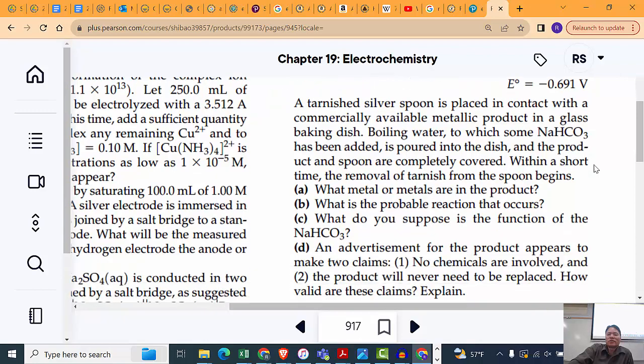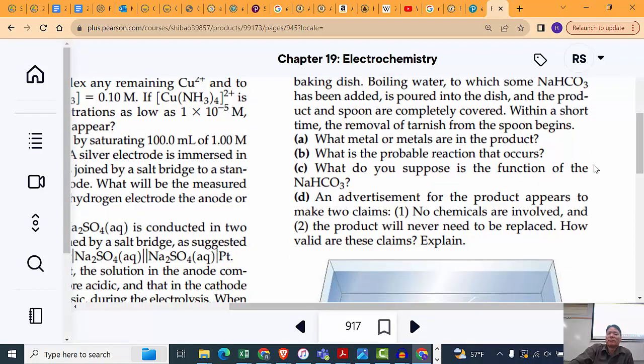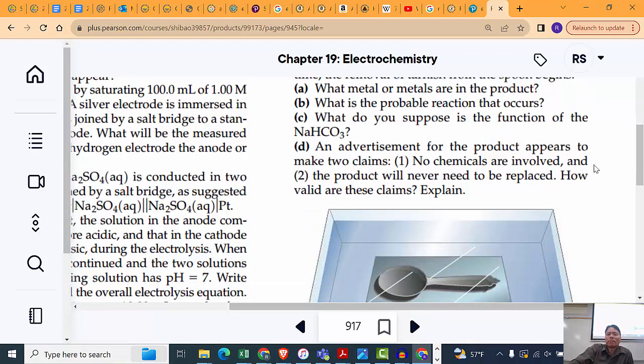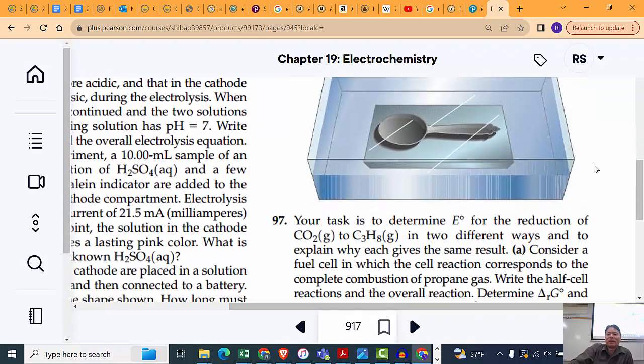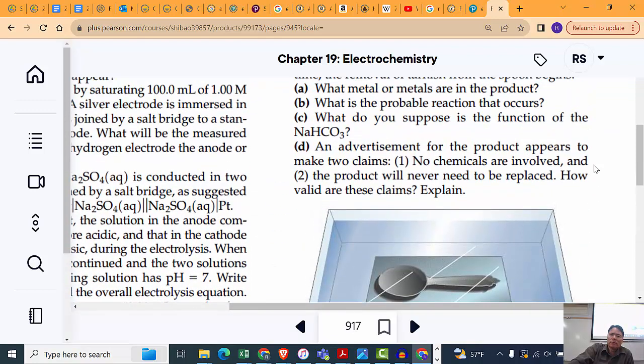What do you suppose is the function of sodium bicarbonate? Salt bridge. Otherwise, it's going to be slow. No chemicals are involved. Everything involves chemicals, unless you're in a vacuum. If you're in a vacuum, then there are no chemicals. And the vacuum has to be a perfect vacuum. And so they should say maybe no hazardous chemicals are involved. Those are household, generally regarded as safe. Grass, generally regarded as safe.